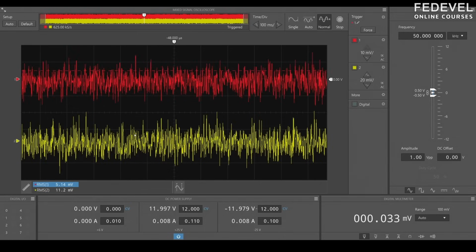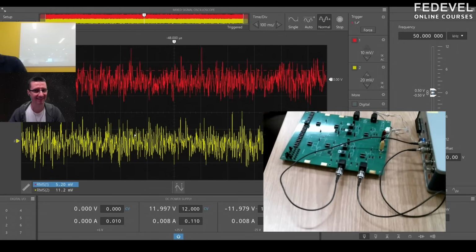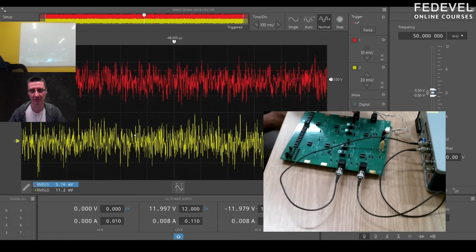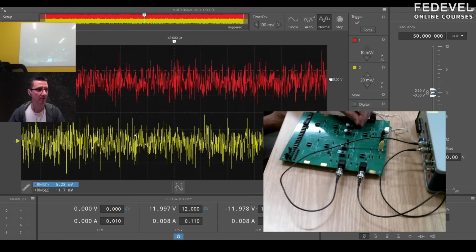What happens if I do that? Yeah, you're right. You're actually right. I shouldn't have said 0. The gain will be 1. Yes, you are absolutely correct.